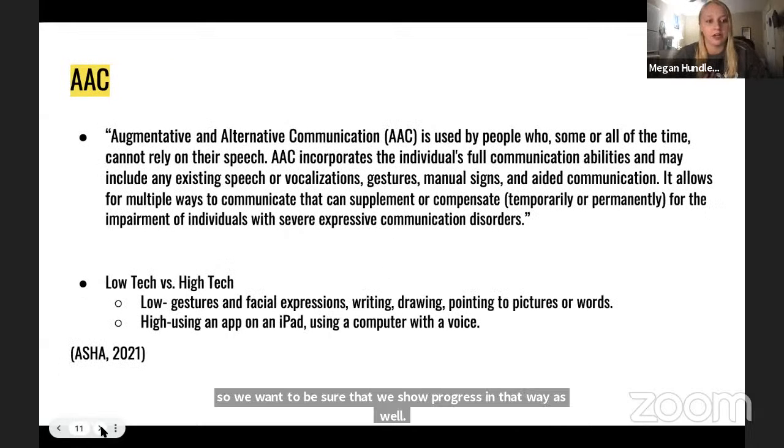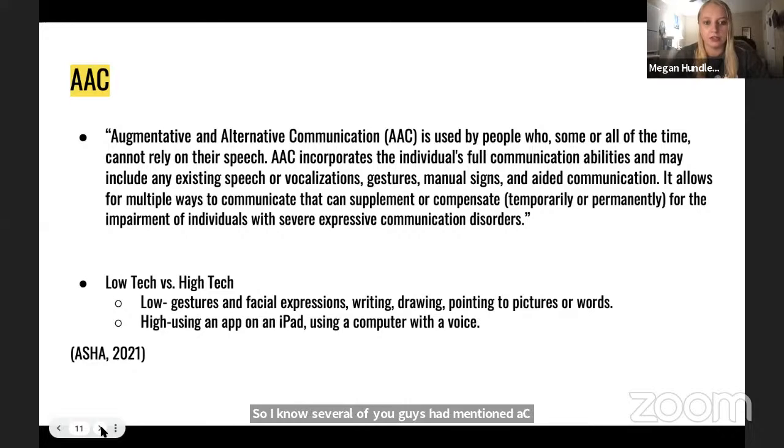So I know several of you had mentioned AAC when you introduced yourselves, so feel free to jump in if you have any experiences that you would like to share or any input or words of wisdom. But one of the intervention techniques that I wanted to talk about today was AAC, augmentative and alternative communication.